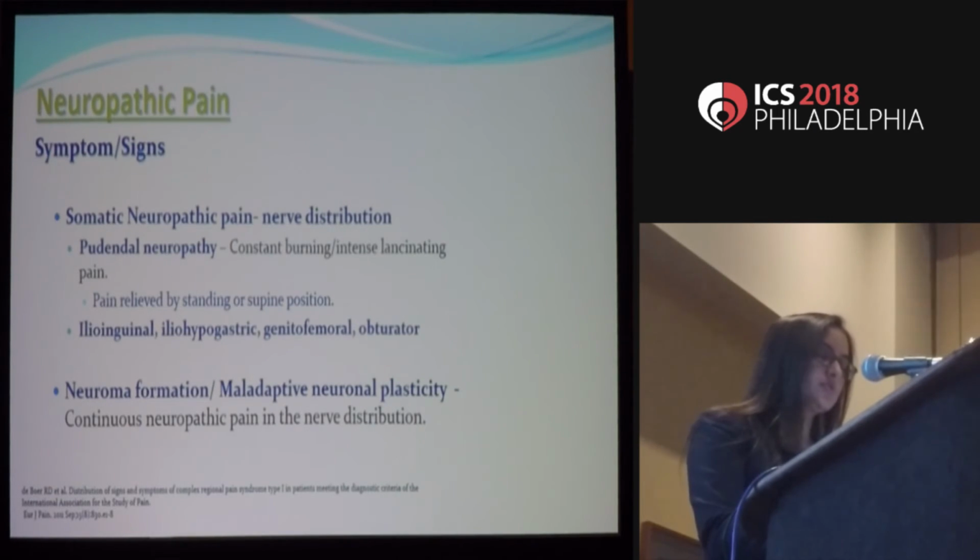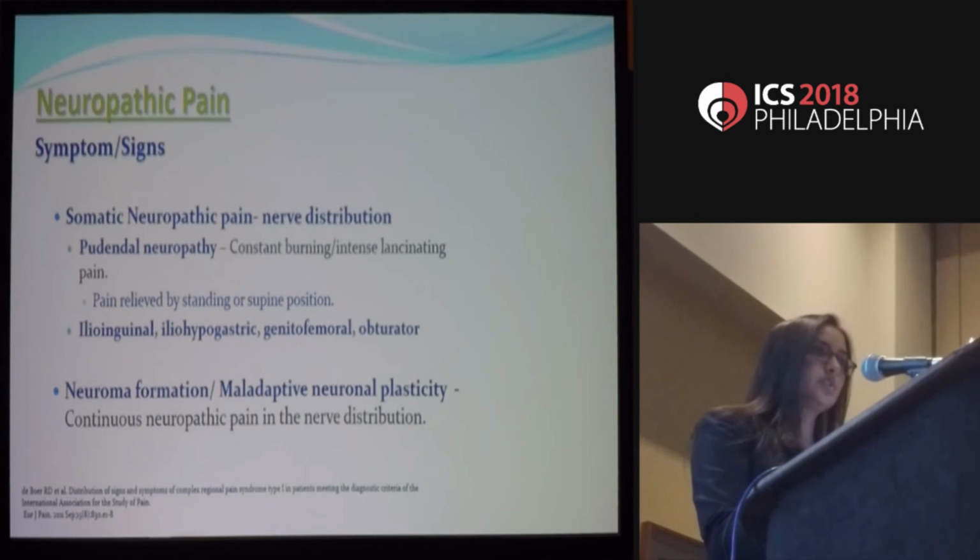Somatic neuropathic pain is associated with a specific nerve injury following either compression, stretching, trauma, or surgery. For example, pudendal neuralgia can present with a disabling form of lancinating burning pain, and it is important to note that these patients will most likely report that the pain is improved by standing or in the supine position. Other nerves that are implicated are the ilioinguinal, iliohypogastric, genitofemoral, and obturator nerves.